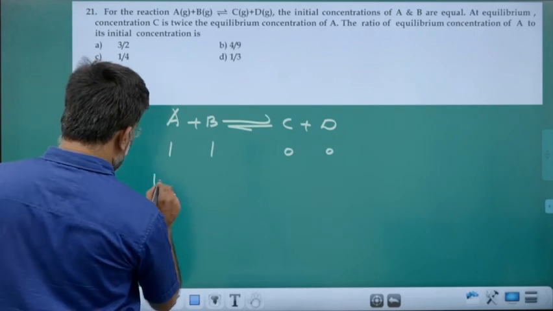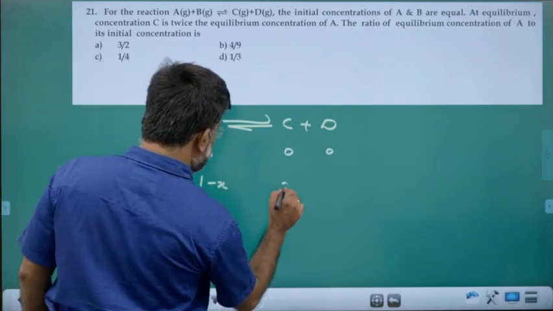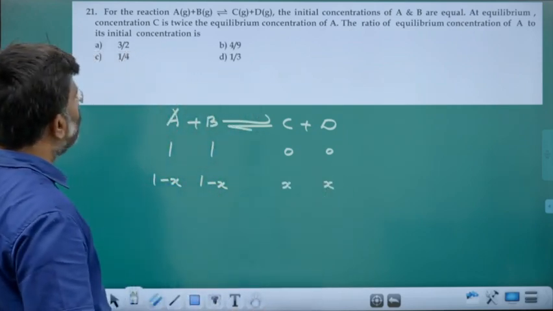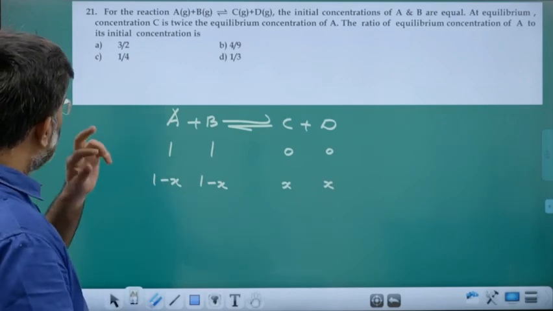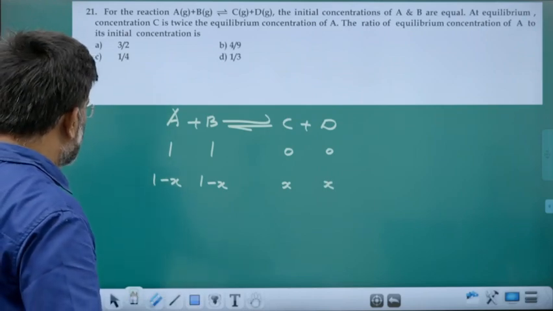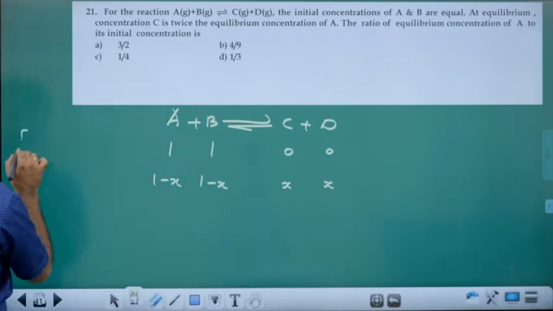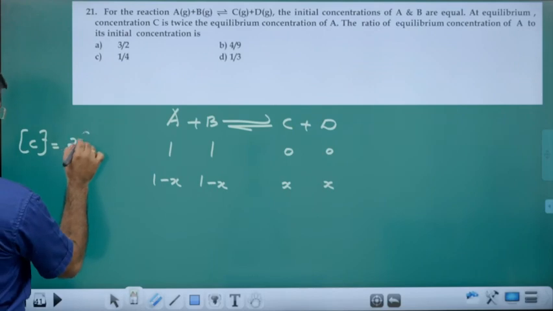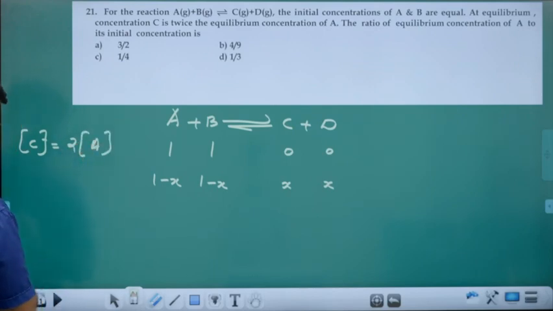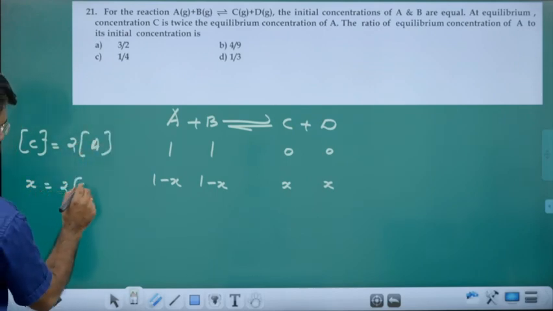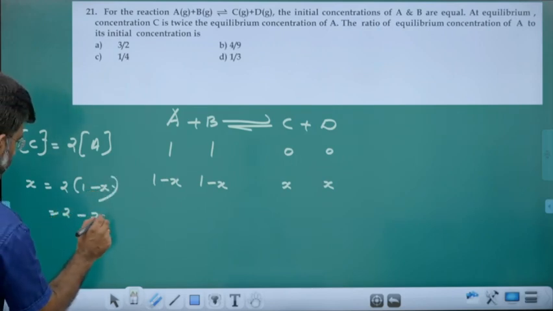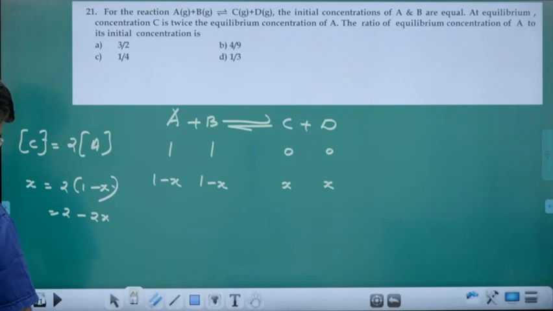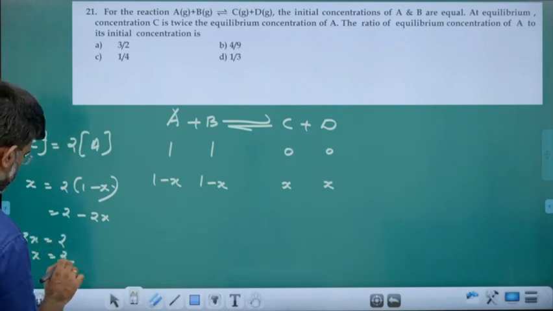At equilibrium, 1 minus X, X, X. At equilibrium, concentration of C is twice the equilibrium concentration of A. That means X is equal to 2 into 1 minus X, that is equal to 2 minus 2X. That is 3X is equal to 2. X is equal to 2 by 3.